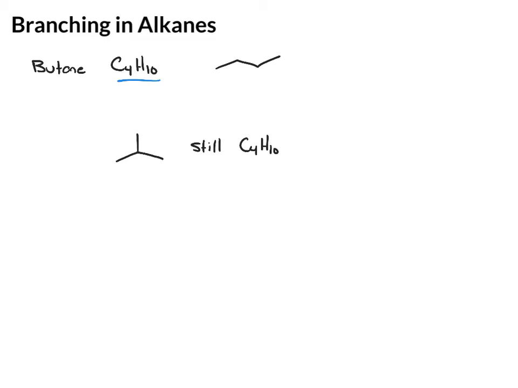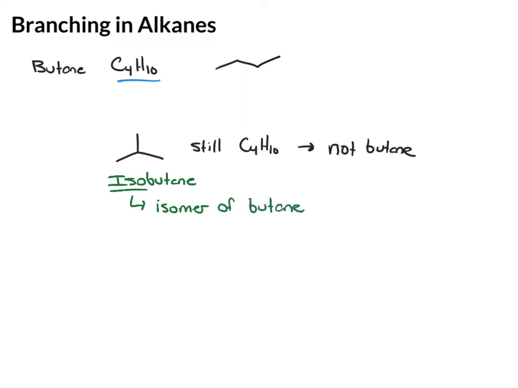But it's not butane, because butane is the name for the straight chain. So what do we call this molecule? This one happens to be isobutane. And what the iso means, it's short for isomer. And it's an isomer of the butane structure.